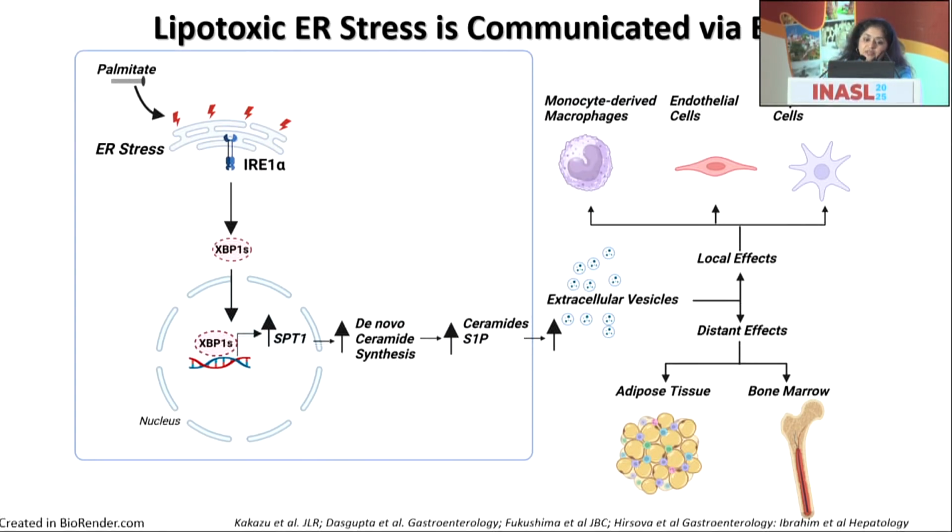My lab has also demonstrated that lipotoxic ER stress can be communicated by hepatocytes by the release of extracellular vesicles. This cartoon summarizes our mechanistic work demonstrating that palmitate activates the ER stress response, leading to the release of ceramide and S1P enriched extracellular vesicles, which our group and many other groups have shown can then have local effects in the liver by affecting hepatic stellate cell activation, endothelial cell dysfunction, immune dysfunction, and distant effects in adipose tissue and bone marrow.